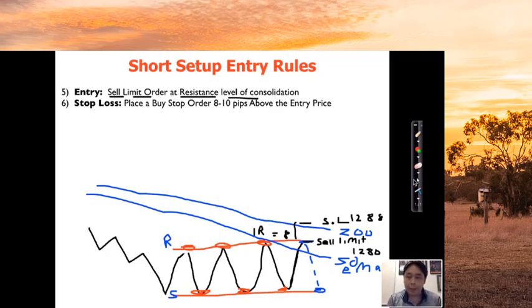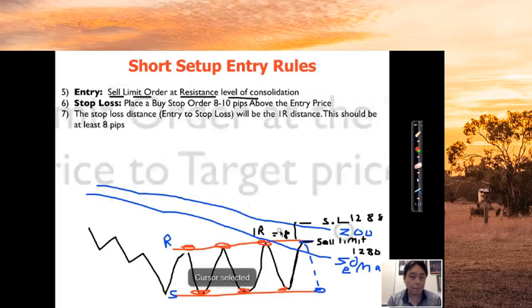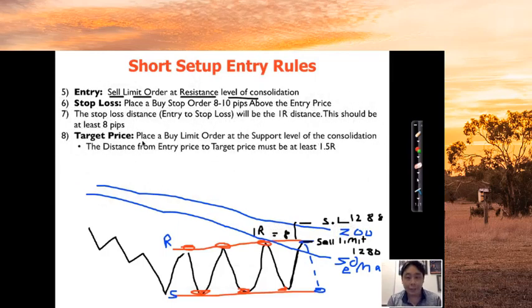Next, I will place my target price, which is a buy limit order at the support level of the consolidation. So that's my entry price, sell limit, stop loss. My profit target must be at the support level, or rather, it must be above the support level, but not lower than the support level. So my profit target will be somewhere there. TP will be take profit, the profit level.